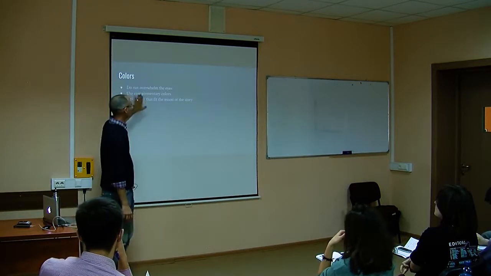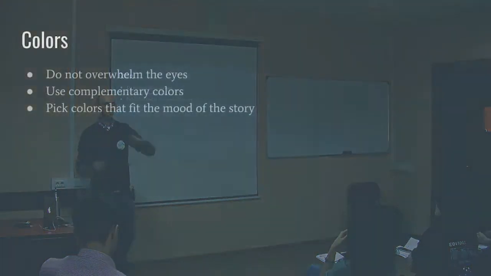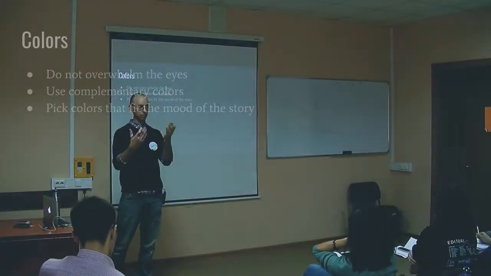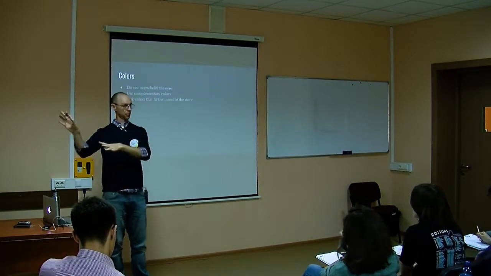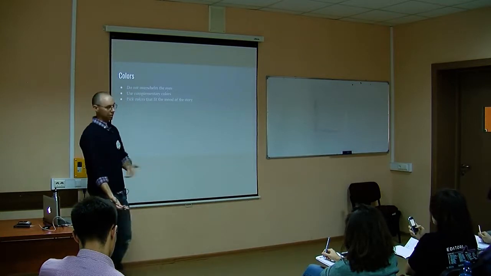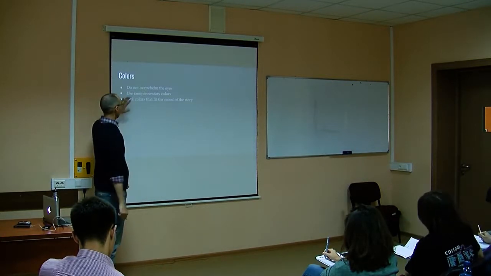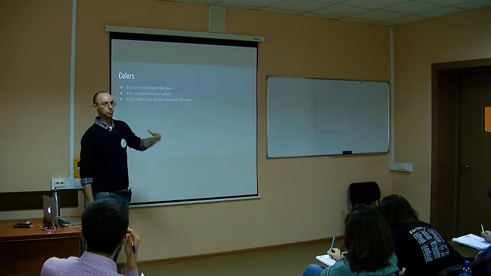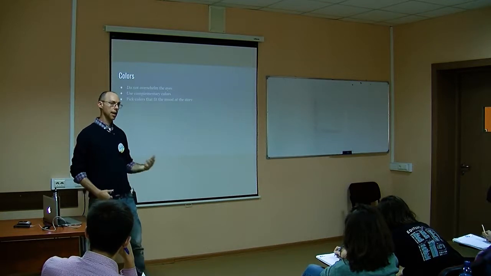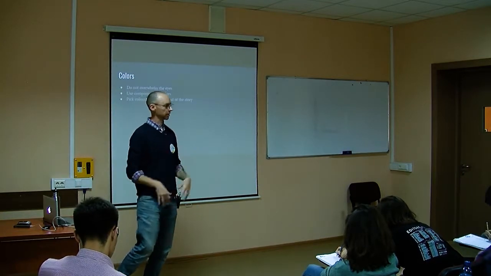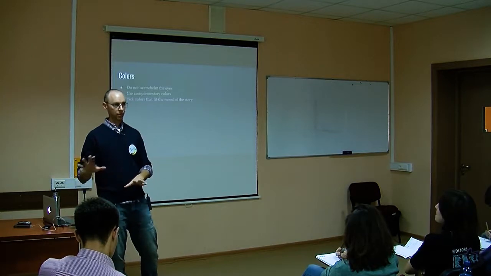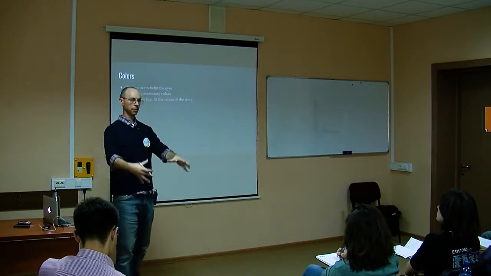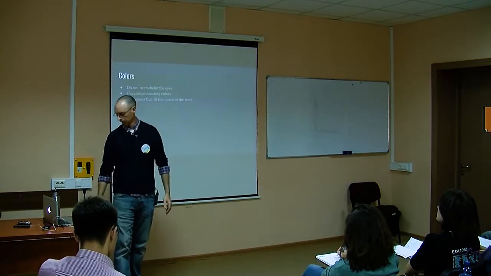So basically, do not overwhelm the eyes. I mean, you can see it from a distance. This was so bright that if it's on your phone or in front of your face, you're going to see it and be like, nope, next, moving on. It's not something you're going to click on in Facebook. So you want to use complementary colors and then pick colors that actually fit the mood of your story. If it's a happy story, choose happy colors. If it's a sad story, use gray colors or something sad just to help get that person to feel that emotion as part of your story.